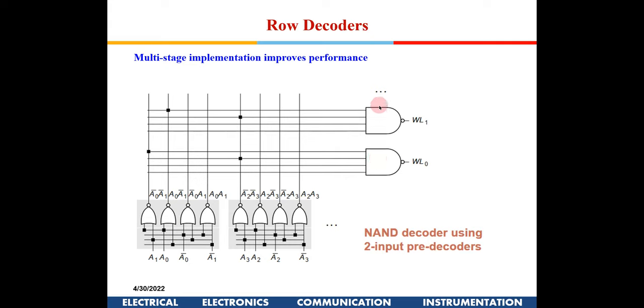So if you see here, again you will require 256 NAND gates, but they are only 4 input AND gates, because now we have taken 2 bits and already made a NOR combination out of that. Is this clear to all of you? How does a row decoder work? Okay, if it is clear, we'll move forward.